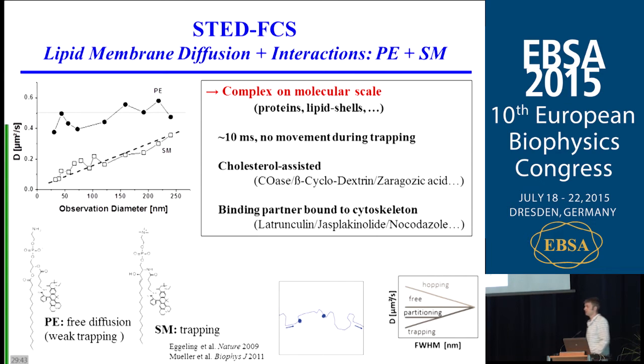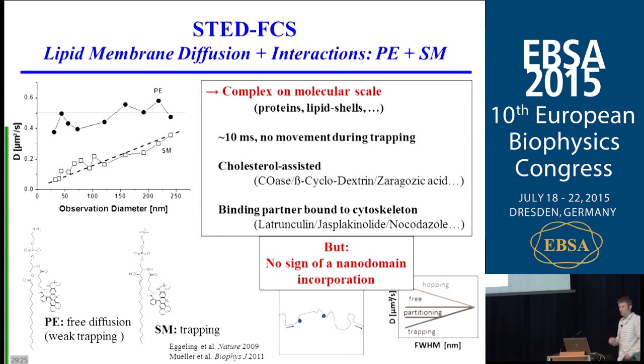Also, it seems that the binding partner is bound to the actin cytoskeleton, because if we treat the plasma membrane with drugs that depolymerize the actin cytoskeleton, like, for example, latrunculin B, we also see that the trapping is less. But we don't see any sign of nanodomain incorporation.